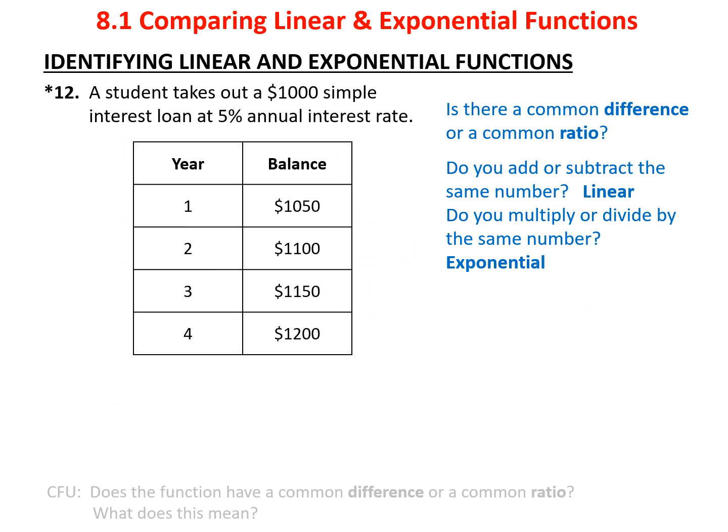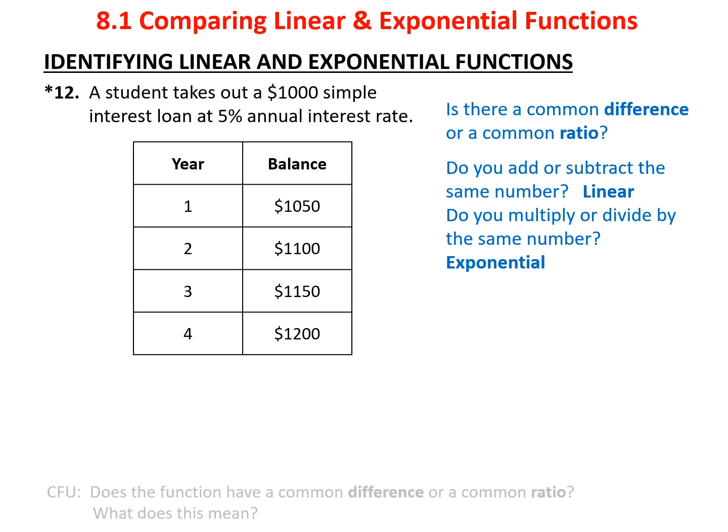In problem 12, it says that a student takes out a $1,000 simple interest loan at 5% annual interest rate. This is kind of an important problem because later on we're going to talk about a different kind of interest called compound interest. In simple interest, you only earn money on the principal that you first put in the bank. In compound interest, you earn interest on the principal and any interest you had from prior years.